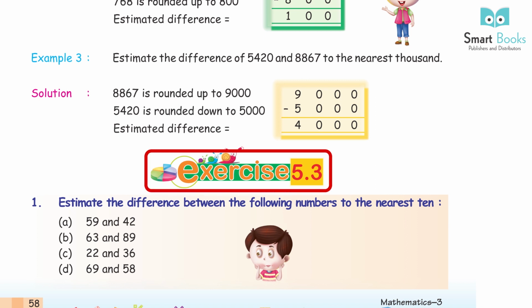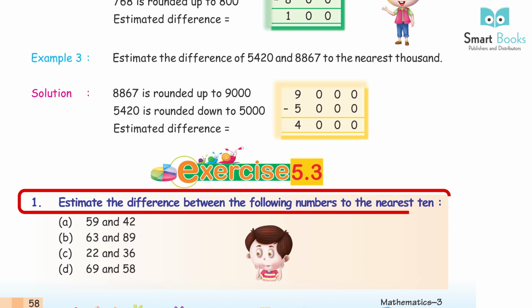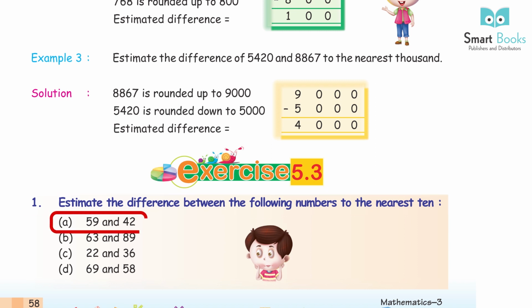Exercise 5.3. Question 1. Estimate the difference between the following numbers to the nearest 10. A. 59 and 42. Answer 20. B. 63 and 89. Answer 30. C. 22 and 36. Answer 10. D. 69 and 58. Answer 10.